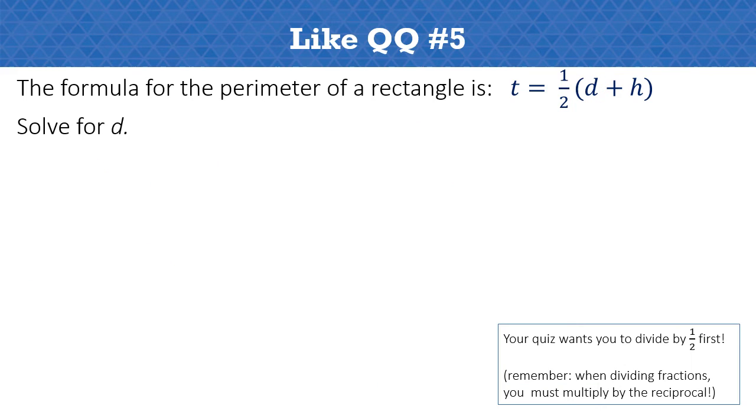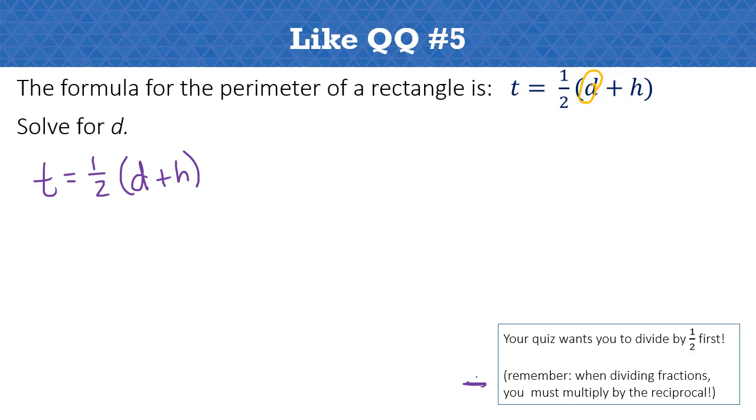We're going to look at one more that's like quiz question number 5. The formula for the perimeter of a rectangle is T is equal to 1/2 times (D plus H), and we want to solve for D. For this one, if you have a quiz question like this, your quiz wants you to divide out by that 1/2 first, and that's what we're going to do. We're not going to distribute that 1/2 through. So we have T is equal to 1/2 times (D plus H).